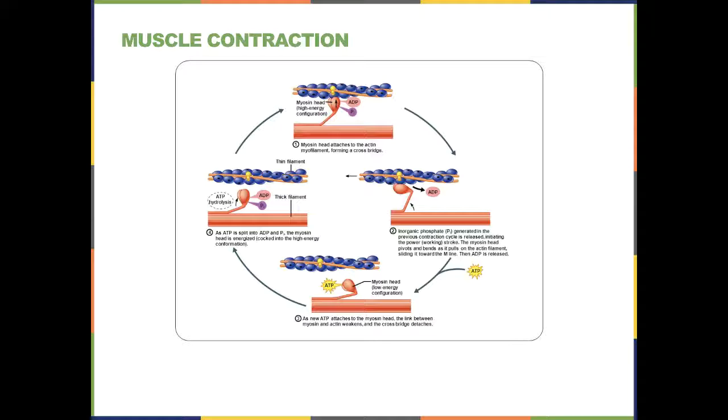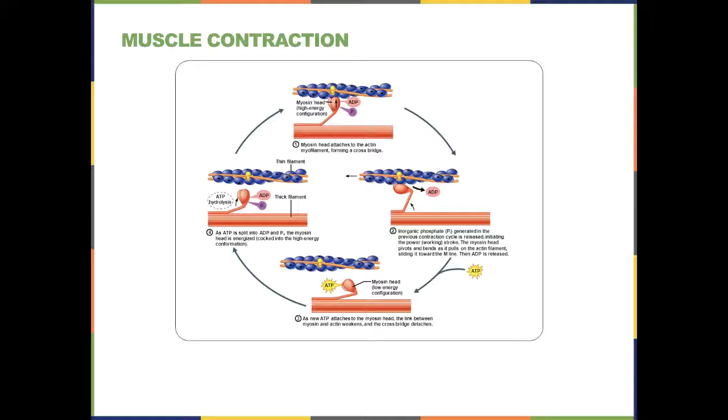Moving down to the bottom, ATP is then bound to the myosin head, and when the new ATP attaches, the cross-link is lost, and the cross-bridge detaches. And then we move back up to our original position, number 4, and the ATP is split to ADP and phosphate, and the myosin head is then cocked back into its original high energy position.